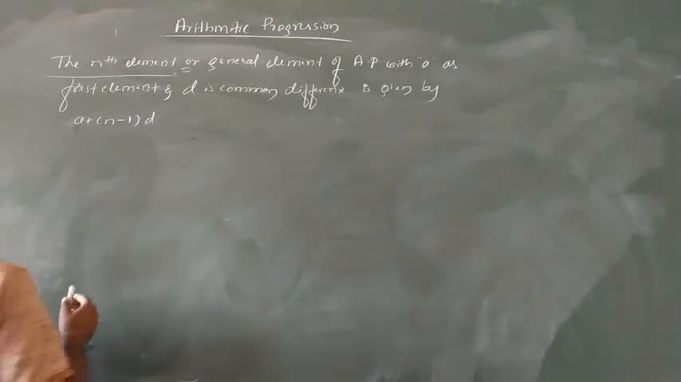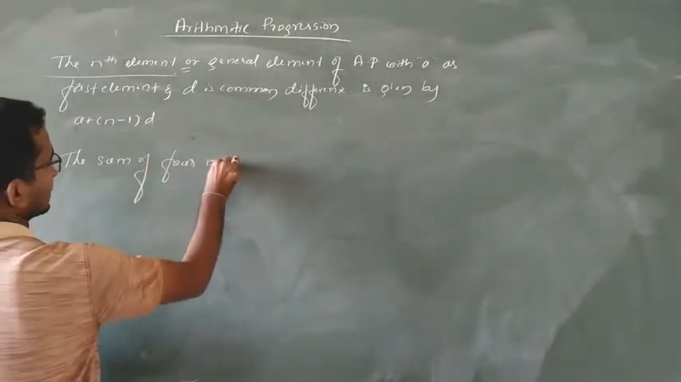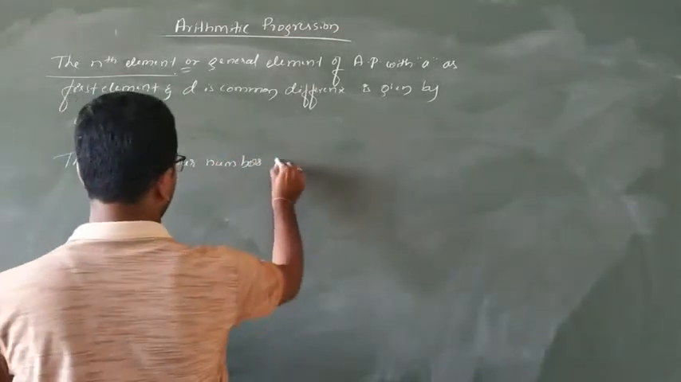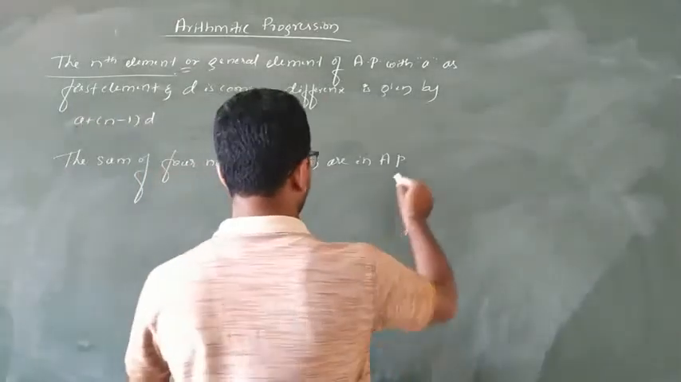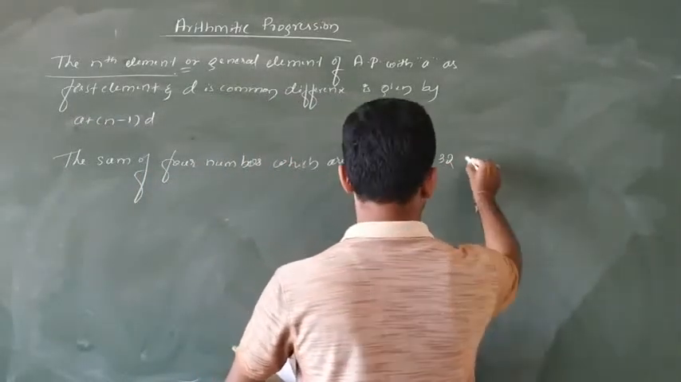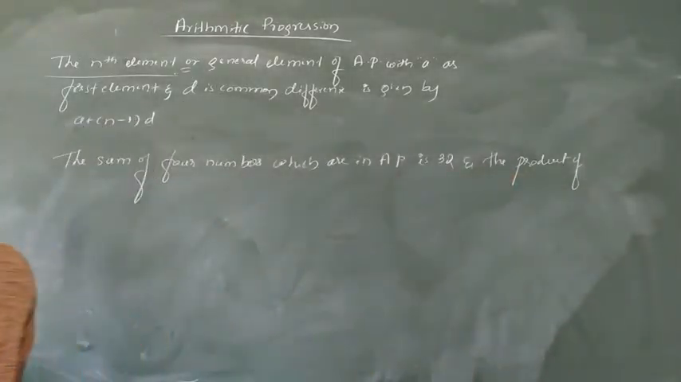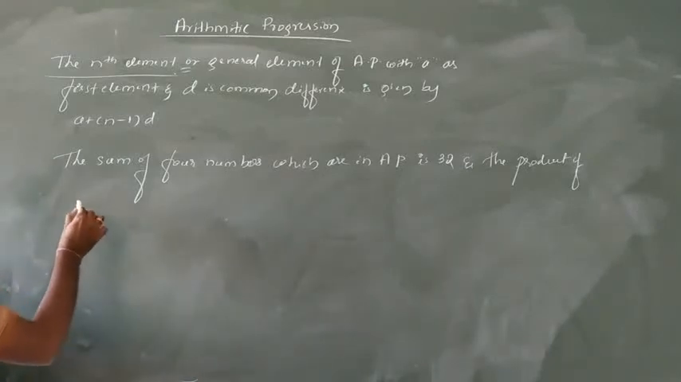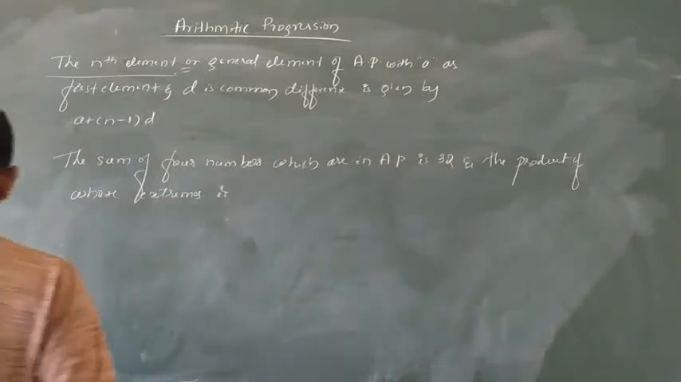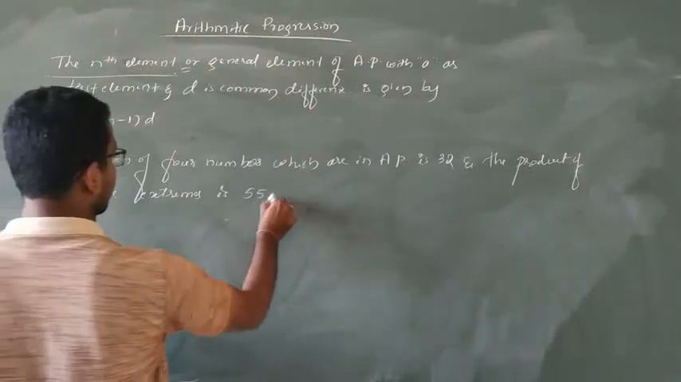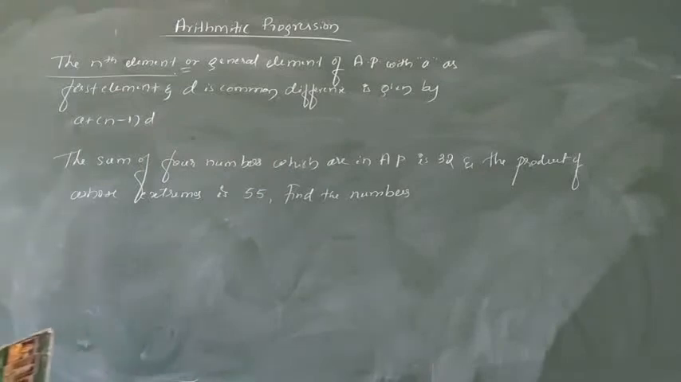The next example: the sum of four numbers which are in AP is 32, and the product of whose extremes is 55. Find the numbers.